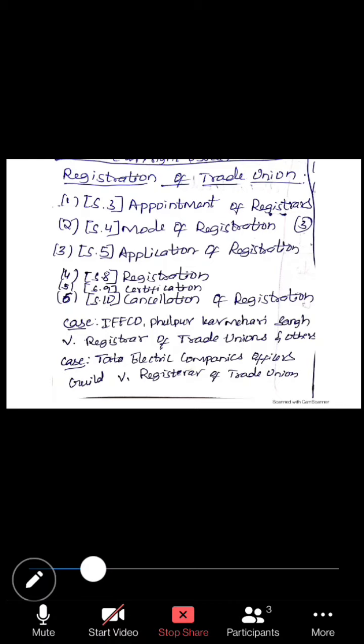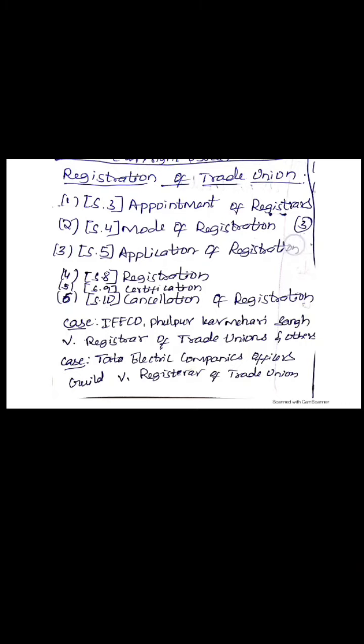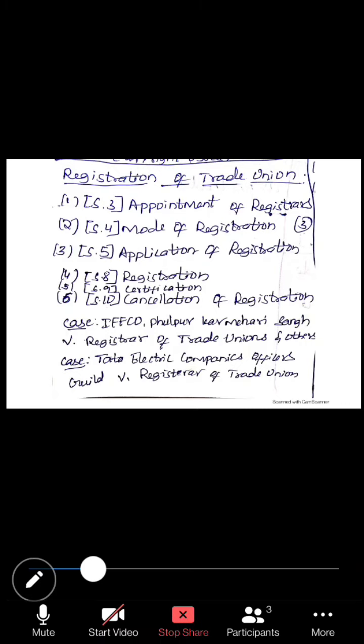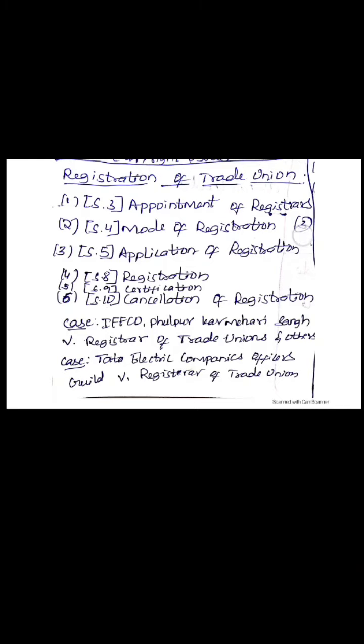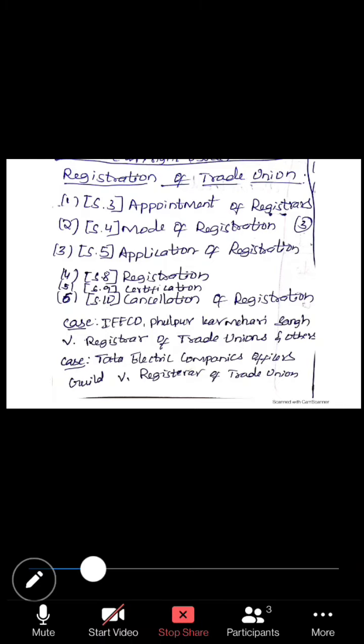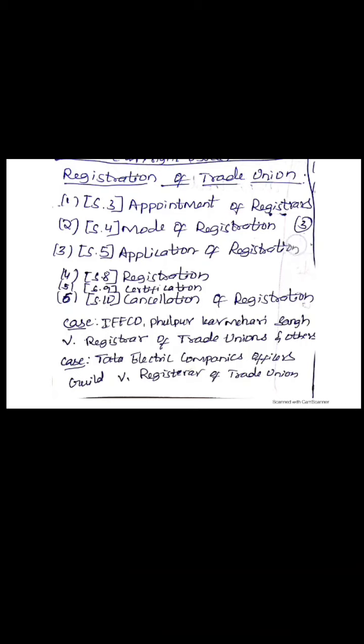So appointment of registrar under Section 3, they are appointed by the appropriate governments, and the appropriate governments also appoint additional and deputy registrars under Section 3 itself. First the appropriate government appoints the registrar, then they appoint deputy and additional registrars. And when the appropriate government specifies to the deputy and additional registrar the work of the registrar, then they will be deemed to be considered as permanent registrars. That is Section 3, appointment of registrars.